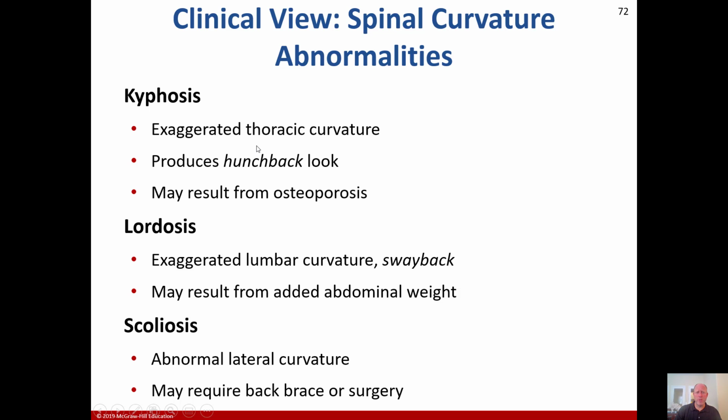Kyphosis is an exaggerated thoracic curvature, so it would basically be exaggerated, more convex looking, okay? It produces kind of a hunchback look, and it may result from osteoporosis, is one possibility. Lordosis is an exaggerated lumbar curvature, where you've got that excessive curve in the lower back, which makes you arc your back, the opposite of kyphosis, which tends to make you look like you've rounded forward. Lordosis tends to be more of an arch in your back, like you're overextending too much.